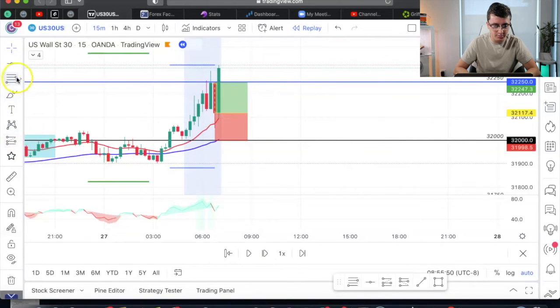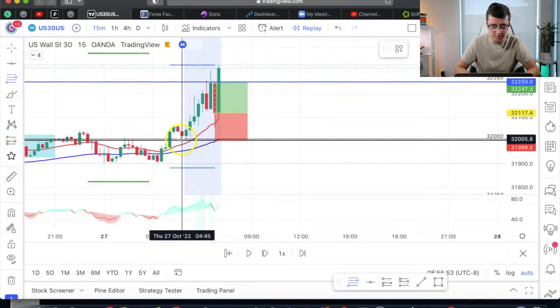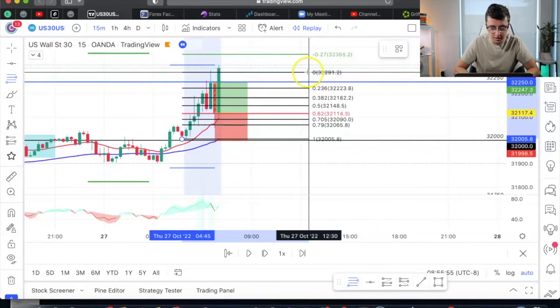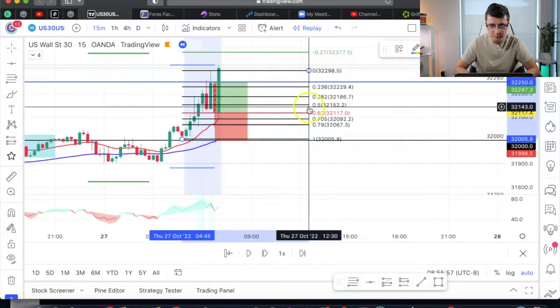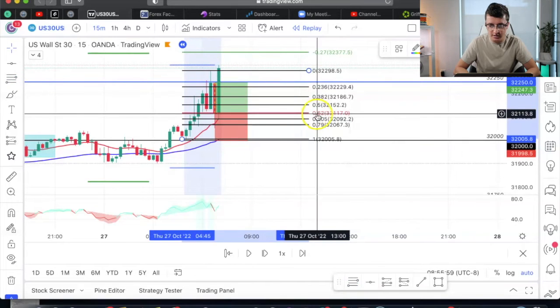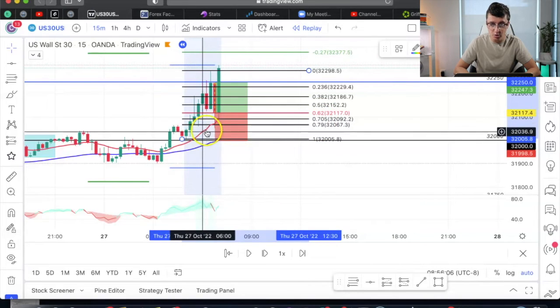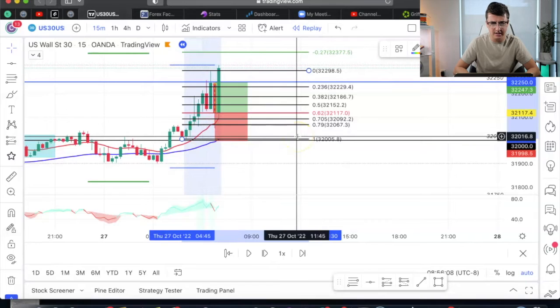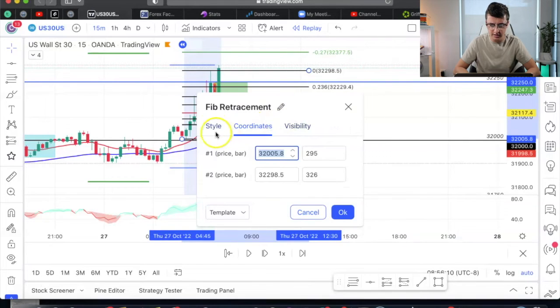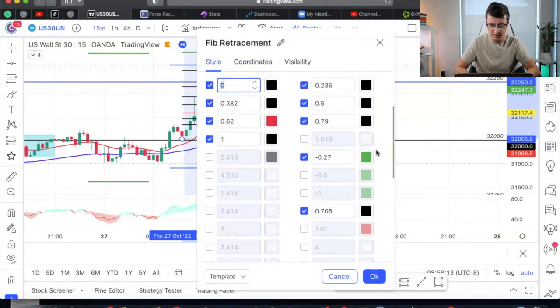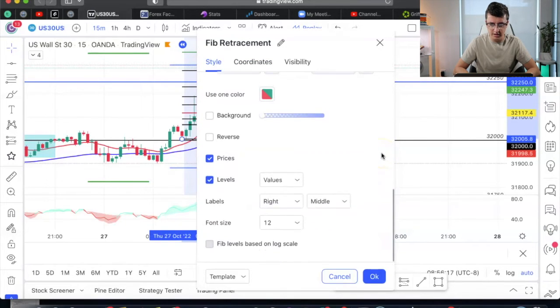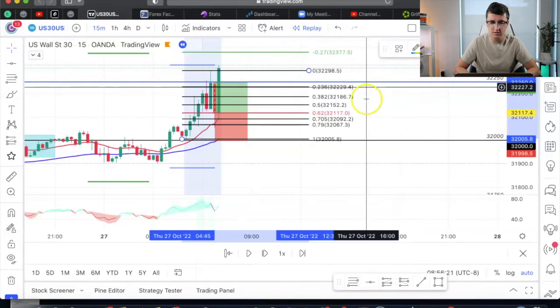So with my fibs, if you guys want to copy my settings, I'll just show you again. I went from this low to the previous high right here, this wick. And we can see the key level when we see the 0.62, 0.705, 0.79 being rejected like that, plus an EMA. When we see our 20 EMA like that, oh, that's a nice setup. So here are my fib settings if you guys want them. If you guys want to take a picture right now, and then also take a picture right now. Okay, everyone should have those.